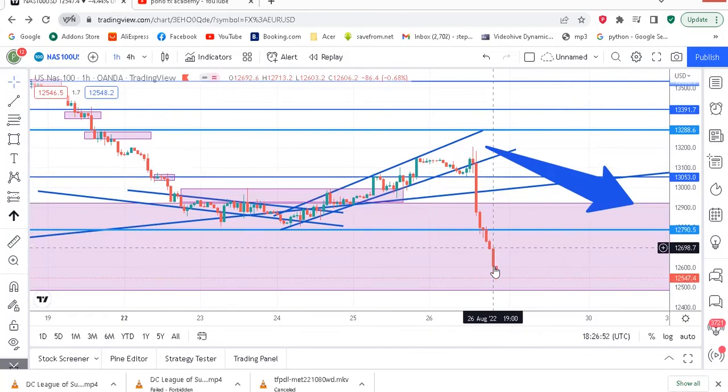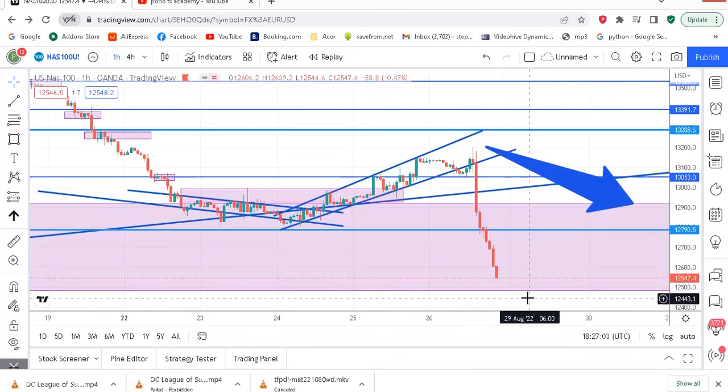There was more push to the downside, more push to the downside. If you look at the below candles, you can see there's no buyers at all. There's not even a wick. So yeah, let's look at it and then let's see what tomorrow has for us.